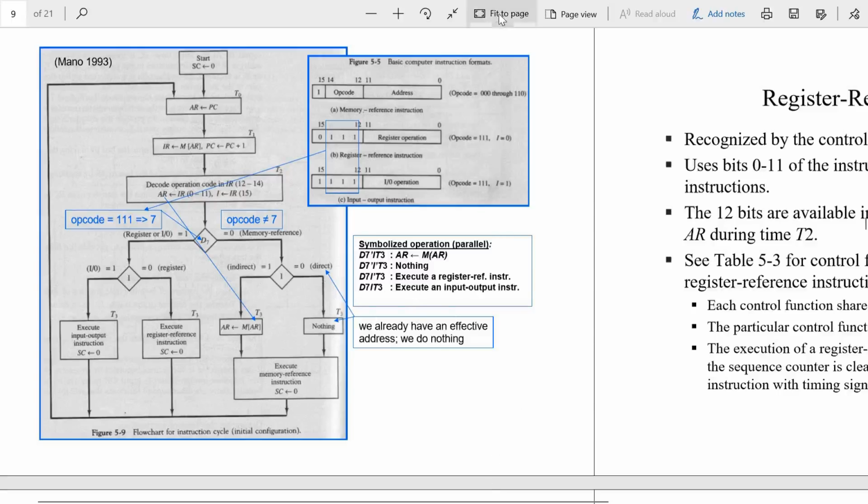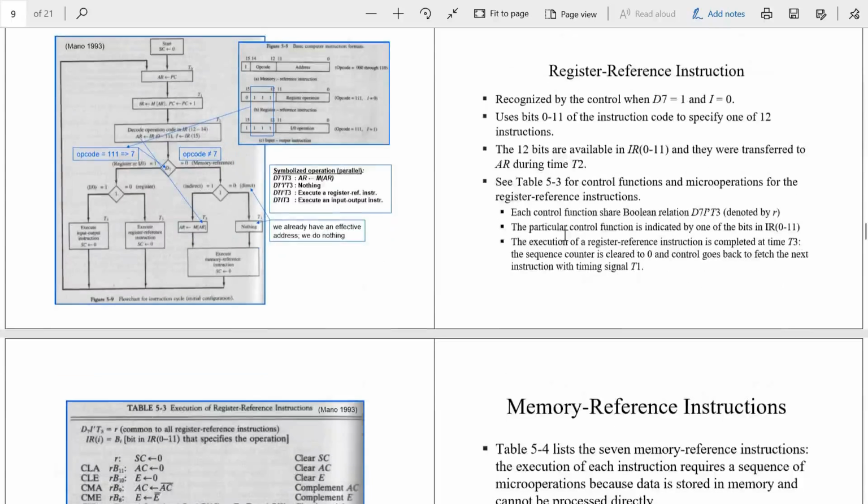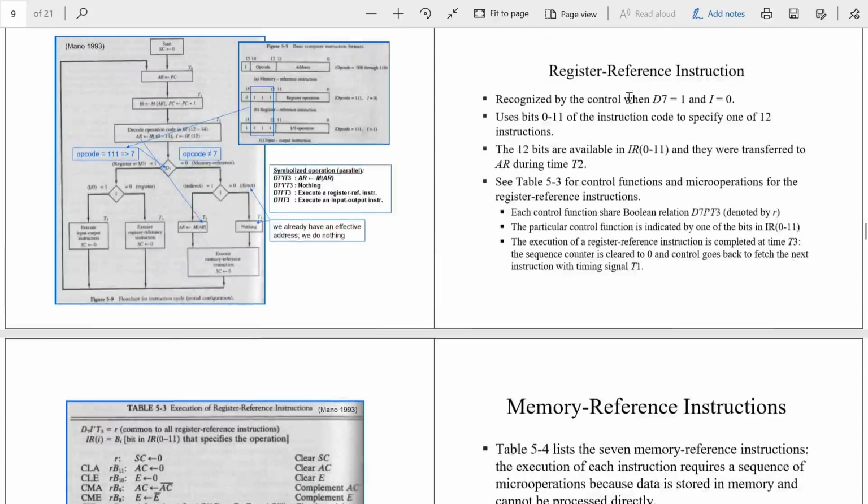Next one, register reference instruction. It is recognized by the control when D7 equals 1 and I equals 0. That means register reference: D7 equal to 1, and I field equal to 0. Use bits 0 to 11 for the instruction, which specify the 12-bit instruction. The 12 bits are available in instruction register bits 0 to 11, and they were transferred to IR during time T2.